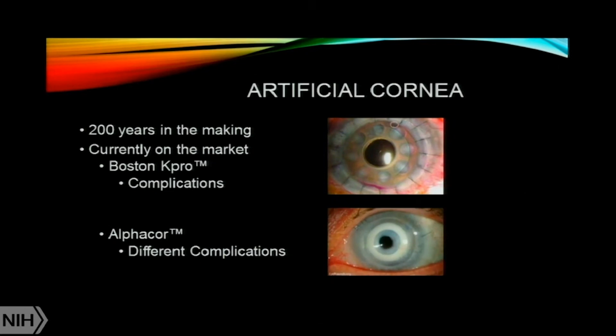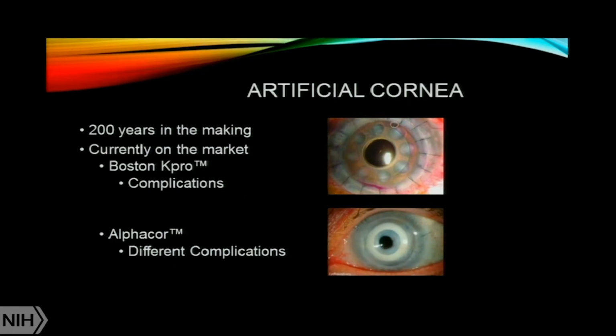But the problem with the Boston K-Pro is that you're required to have a donor cornea or a corneal transplant to suture the prosthetic into, and then you take that and you put that into your host cornea. So now you have all the complications of the cornea transplant plus the additional complications of the artificial cornea, which include extrusion and infection. Now, the AlphaCore is the other one on the market, and it's nice because you don't have to have a cornea to insert it into.